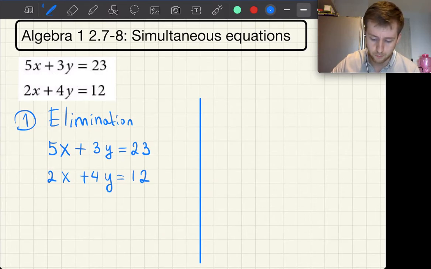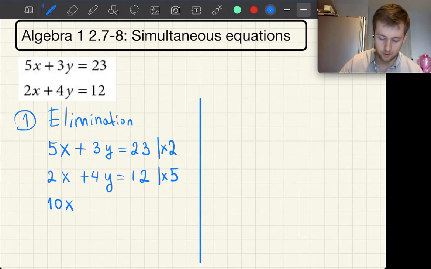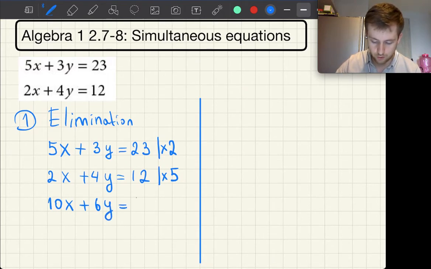Well, just like with a common denominator, we have to multiply each equation by some number that will bring us to the least common multiple. In this case, for 5 and 2, the least common multiple is 10. So we have to make it 10x in both cases. Let's do it. The first equation we're going to multiply by 2, and the second one we will multiply by 5. So we will get 10x, 5x times 2 is 10x, plus 6y. Remember, every part of this equation has to be multiplied by 2. Is equal to 46. Okay, every part.